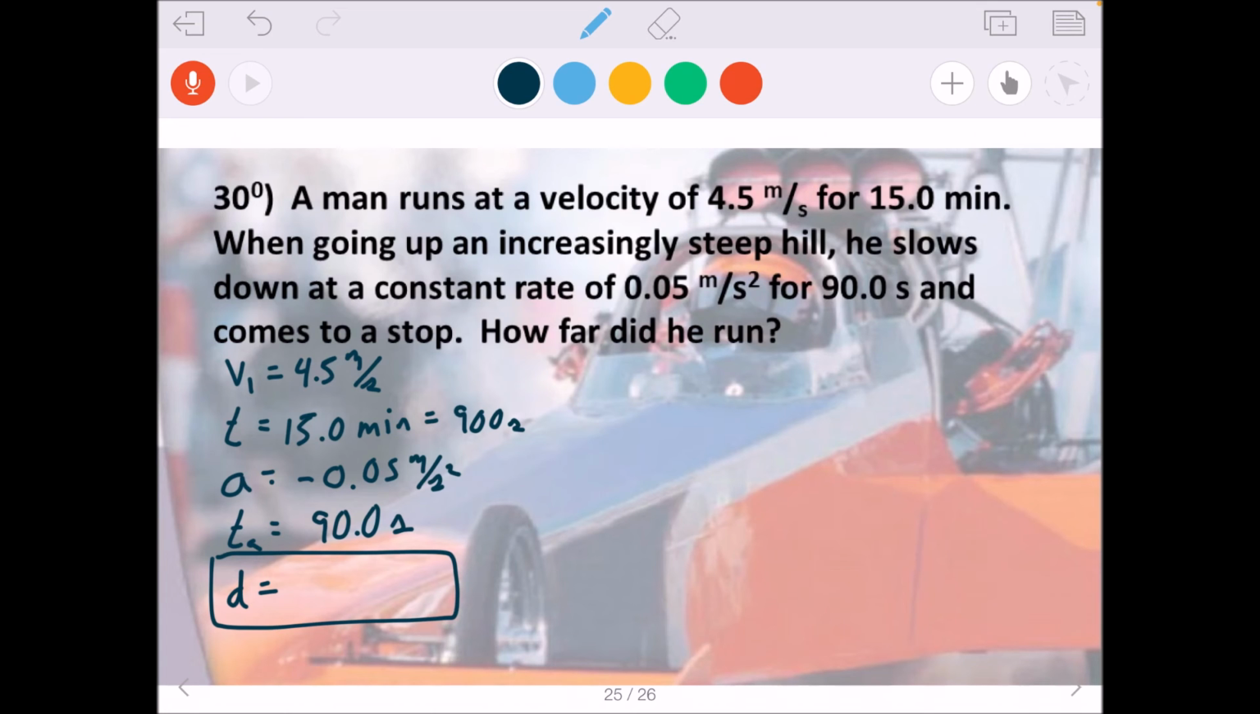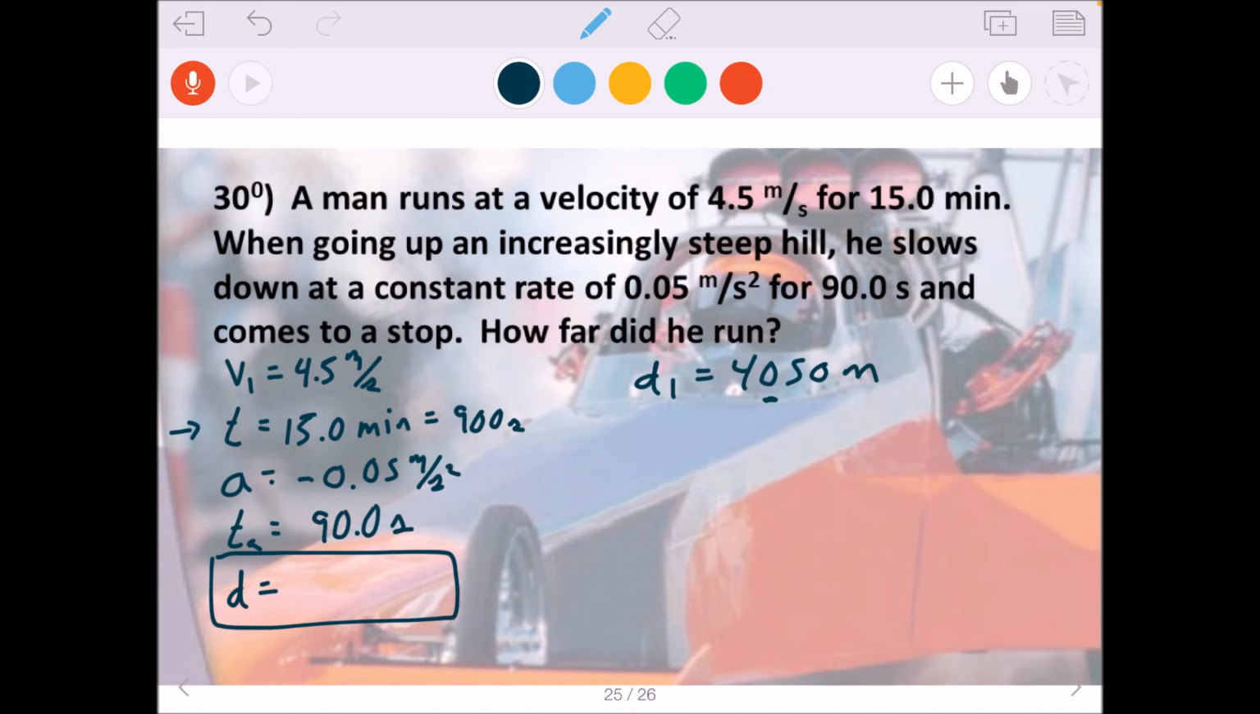Alright, so I've written down everything that I know. I did change time into seconds since everything else is in meters per second. So first of all, I'm going to figure out how far did he run before he hit that hill and started to slow down. So he was traveling at 4.5 meters per second, and he did that for 900 seconds. So his initial distance, I'm going to call 4,050 meters. Technically, I've only got 2 sig figs, so we'll keep that in mind.